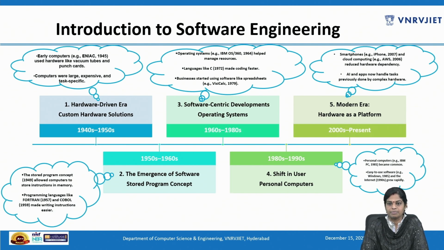Here hardware became a platform. We started with hardware as the driver of an era, and now hardware became a platform, and we have smartphones that came into the picture. Like the iPhone, and nowadays we are using various other brands also, like Android and everything, and cloud computing. All these things reduced hardware dependency, and we have AI and other apps that handle tasks which were previously done by complex hardware components. So this slide wholly talked about the history of the software, how it has shifted through various transformations.